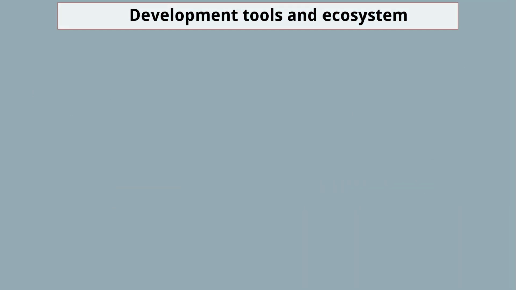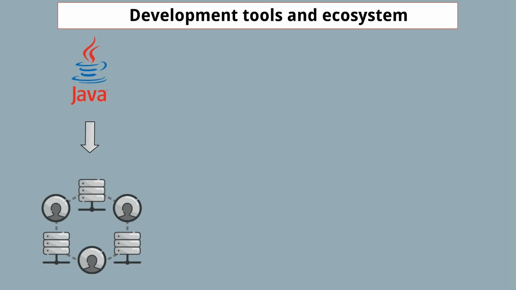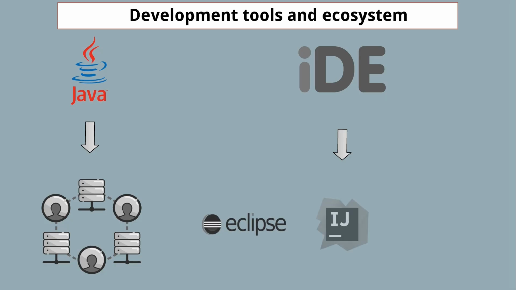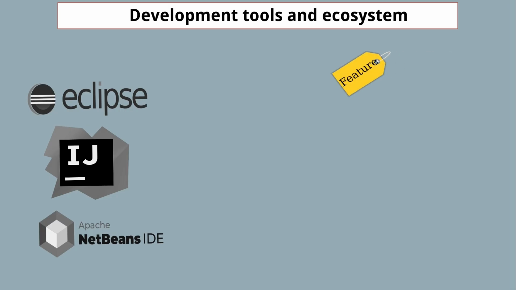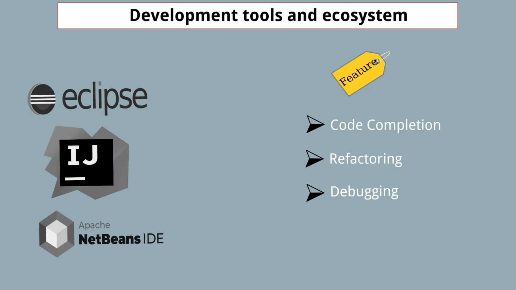Development tools and ecosystem is another important feature of Java. Java offers a robust ecosystem of development tools, including powerful integrated development environments like Eclipse, IntelliJ IDEA, and NetBeans. These tools provide features such as code completion, refactoring, debugging, and profiling, empowering developers to work efficiently and adapt their code as needed.